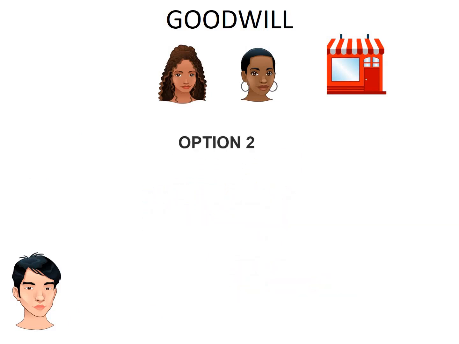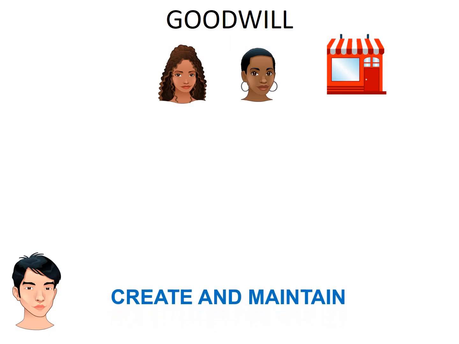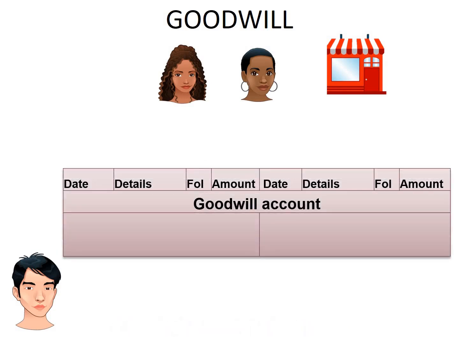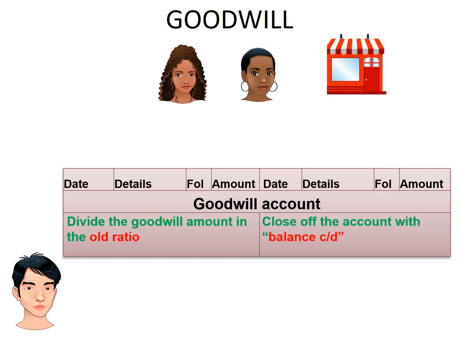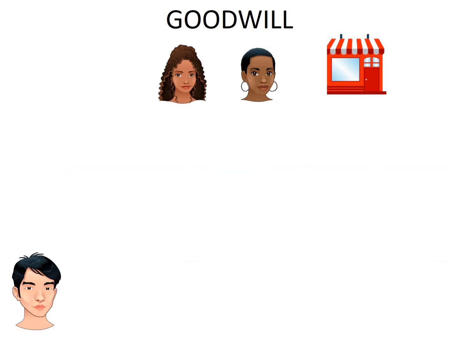The second option is that we will create and maintain a Goodwill account, and if we do that, the effects will be as follows. On the debit side of the Goodwill account, we will divide the Goodwill amount in the new ratio, and on the credit side we will close off the account with balance carried down.